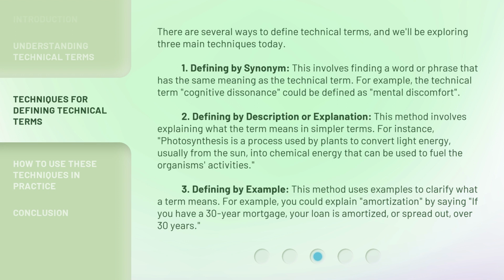3. Defining by example. This method uses examples to clarify what a term means. For example, you could explain amortization by saying, if you have a 30-year mortgage, your loan is amortized, or spread out, over 30 years.